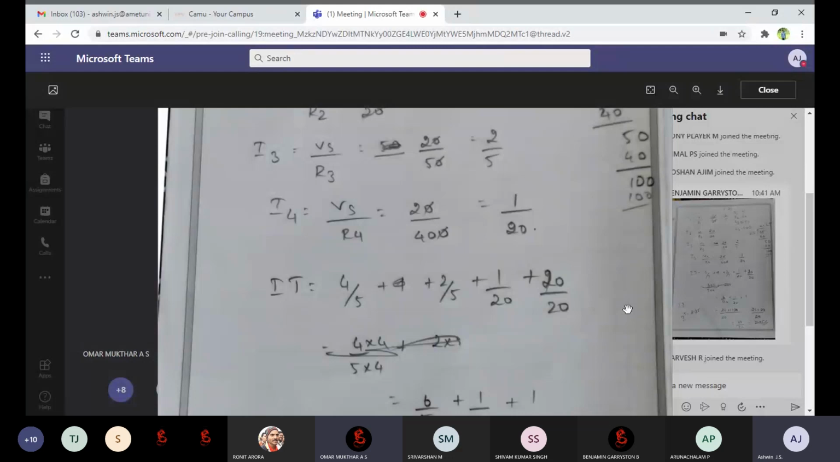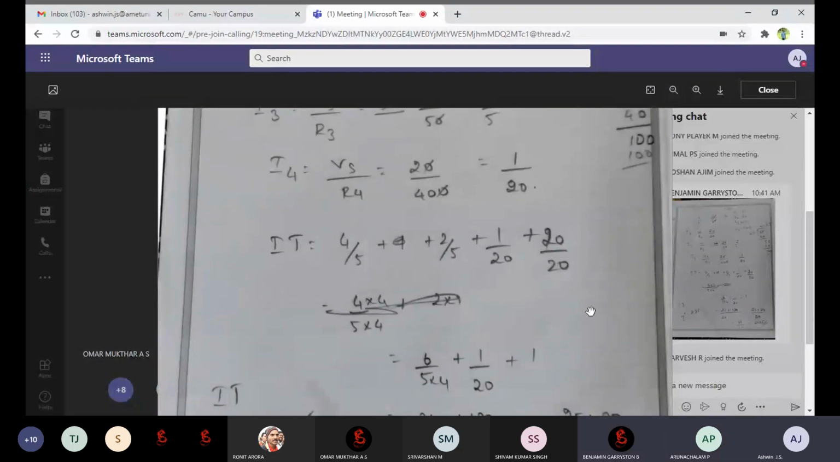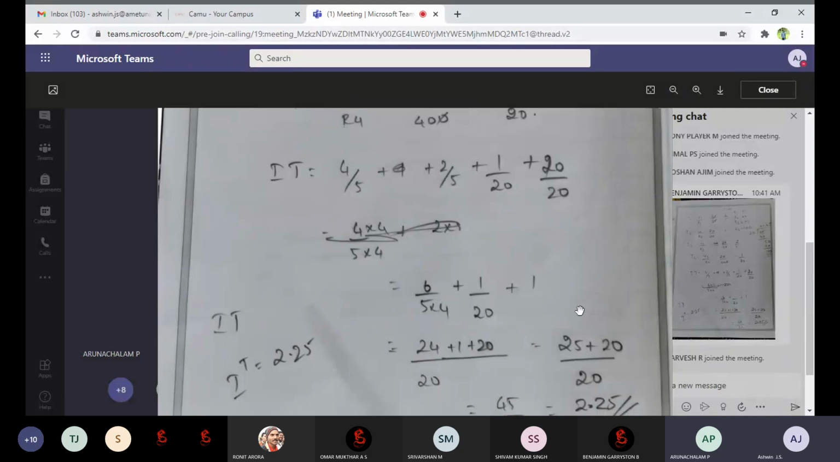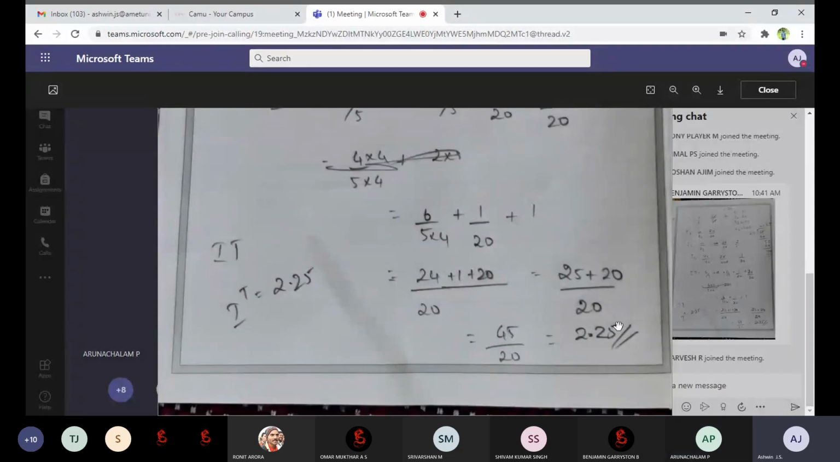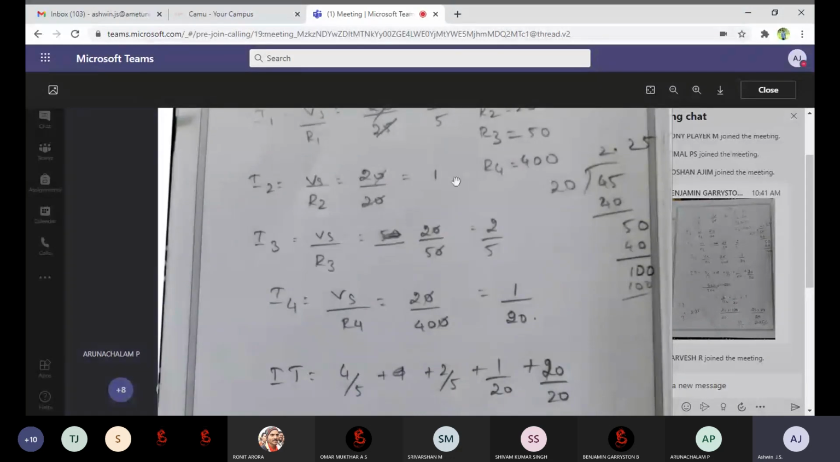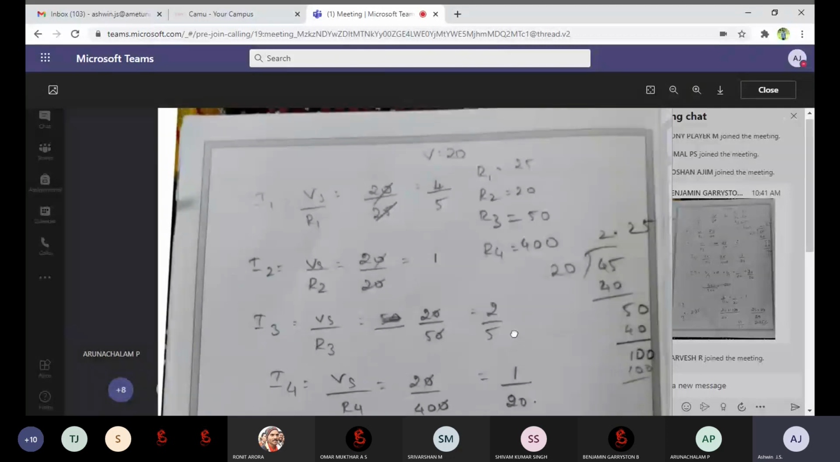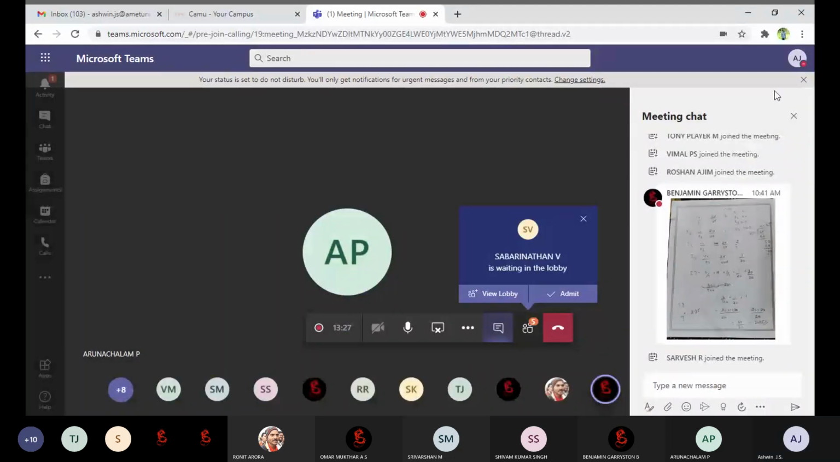Okay, very good, Benjamin. At least you did this. It totally looks good. 2.25 amperes, sir, current. So don't forget to put the unit. That is my important point. Then only you will get full marks everywhere. Even while mentioning I1, I2, I3, I4, you have to put the amps unit, 1 amp, like that. Then you will get full marks without any doubt.